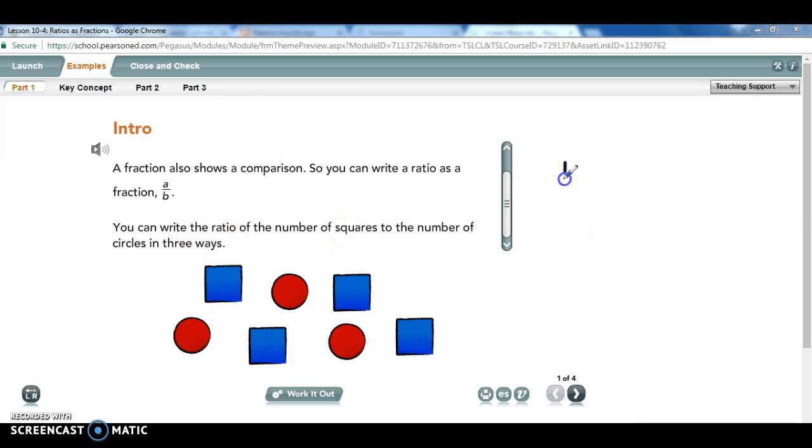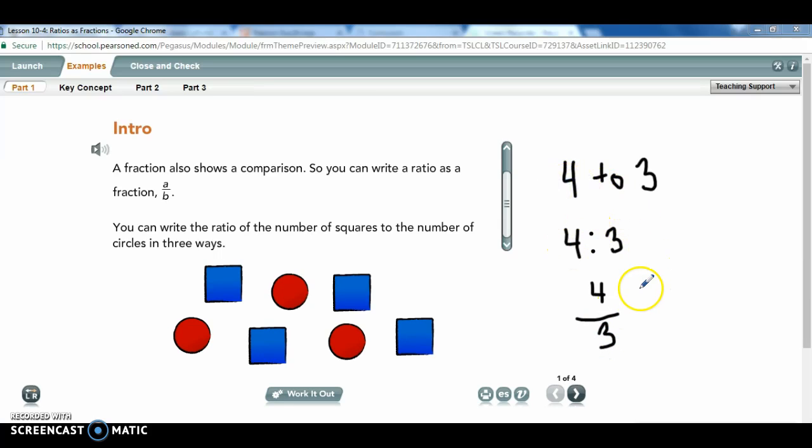I have 4 squares, and 1, 2, 3 circles. That's way 1. I could write it like this, 4 to 3. And it's also telling me that I can write it like this, 4 to 3.